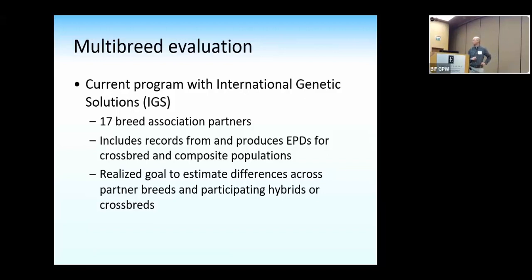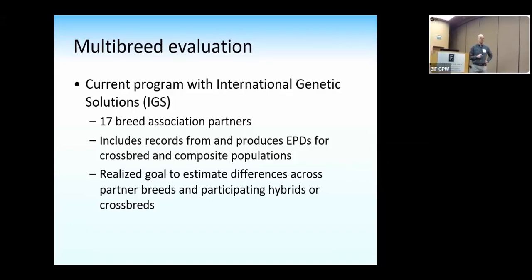Some of this I spoke about at a BIF a couple of years ago, and some of it's new. But this is multi-breed evaluation. This is an old slide, so I don't have my count right. Ryan, let me know if 17 is wrong, if you're counting on your fingers here. But I know there's a lot of breed association partners in the IGS system right now.